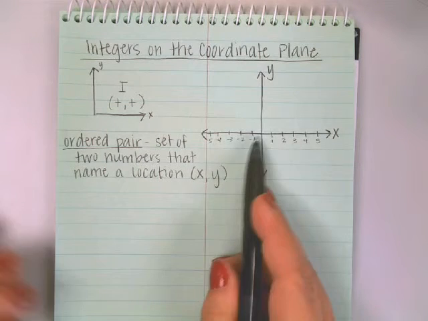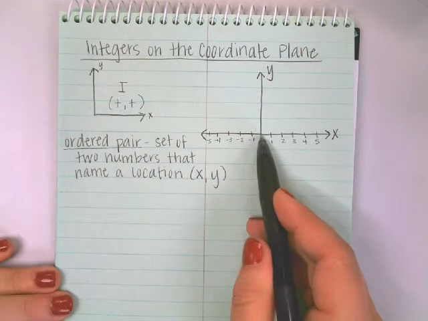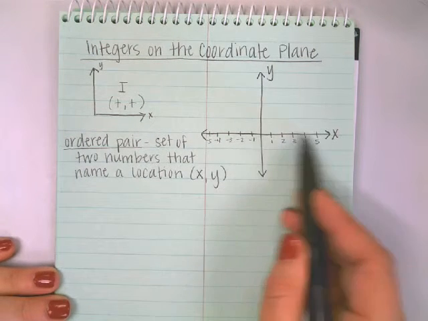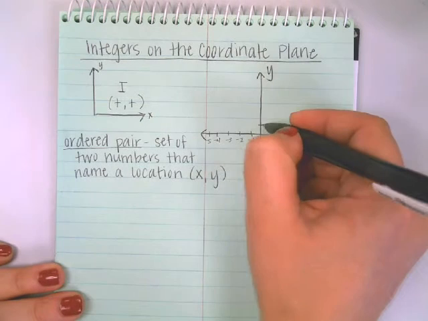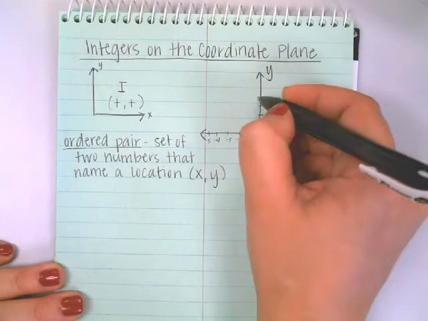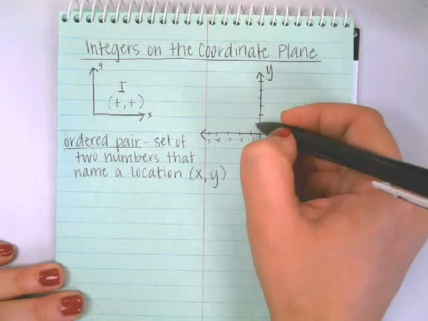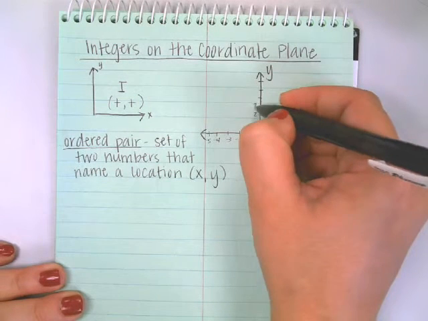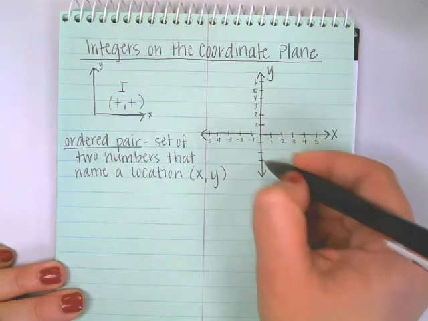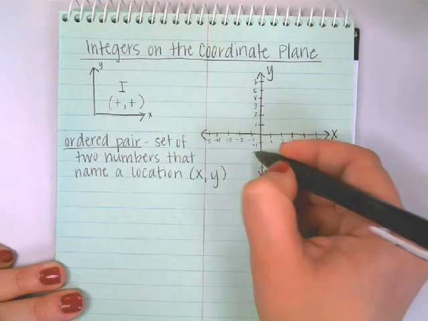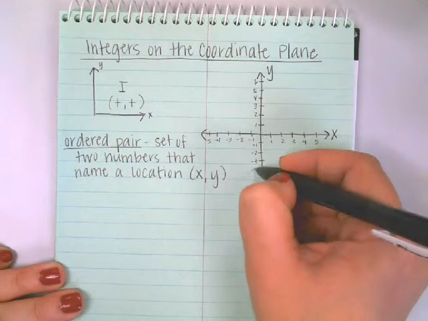So if I have a negative x-coordinate, I'll move left first from the origin. If I have a positive x-coordinate, I'll move right first. And as you can probably guess, the numbers that tell us to move up will be the positive numbers on the y-coordinate. And the numbers that tell us to move down will be the negative integers.